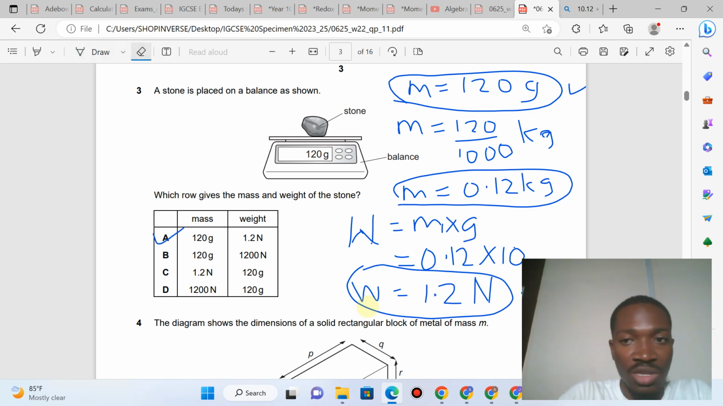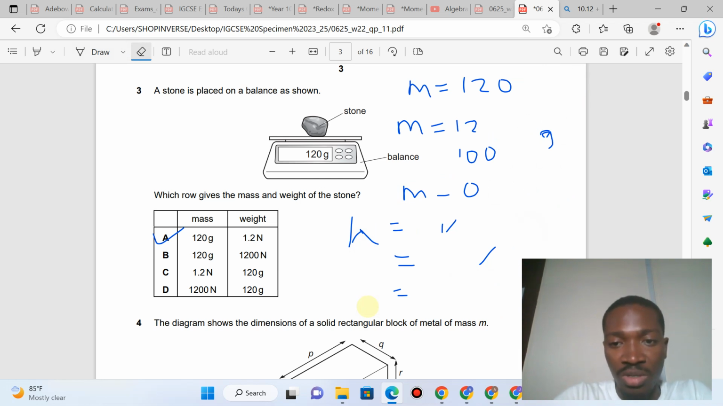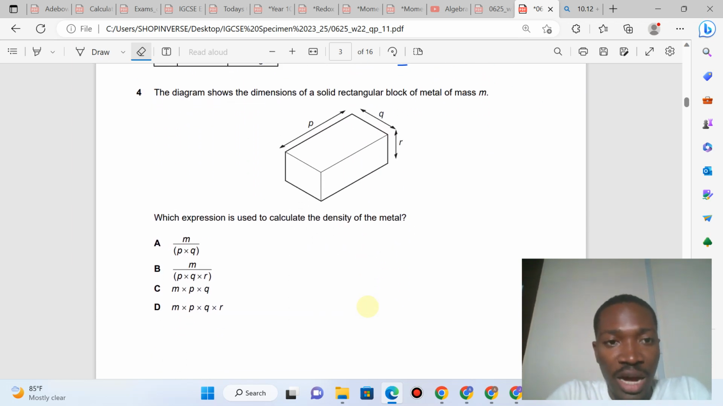Let's move straight to the next question. I'm supposed to wipe this off, but in order to save time, I'll leave it here. You don't need to write all of this during your exam, just shade your correct answer. Now, question 4. The diagram shows the dimensions of a solid rectangular block of metal of mass m. Which expression is used to calculate the density of the metal?